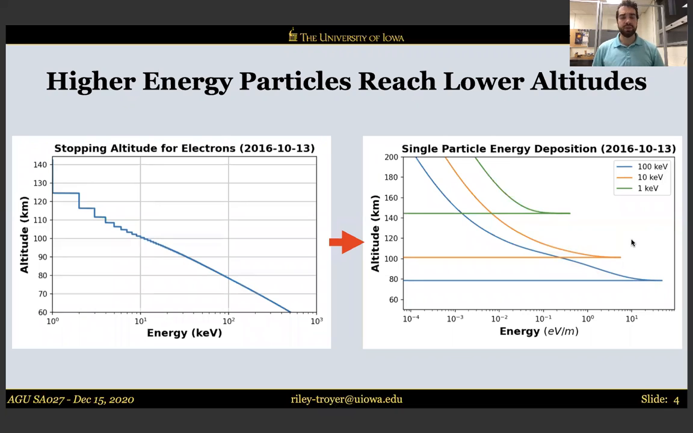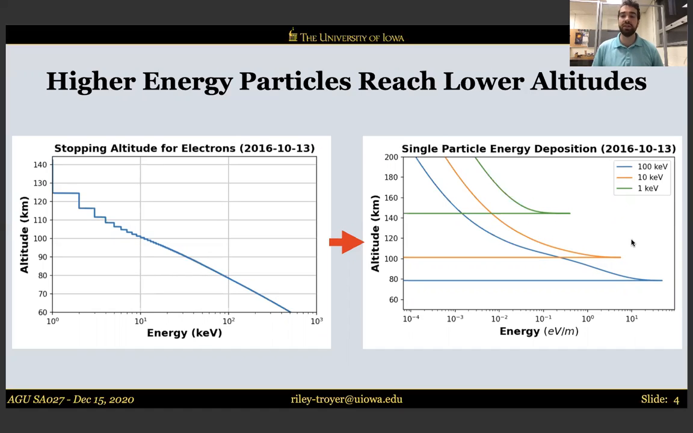From basic physics, we know that higher energy particles will reach further into the atmosphere. In the left figure, I've plotted, using a basic formula, how far we'd expect different energy particles to penetrate into the atmosphere. Knowing the atmospheric density, we can figure out the amount of energy a particle will deposit into the atmosphere as it makes its way down. I've plotted this on the right for a few different particle energies.